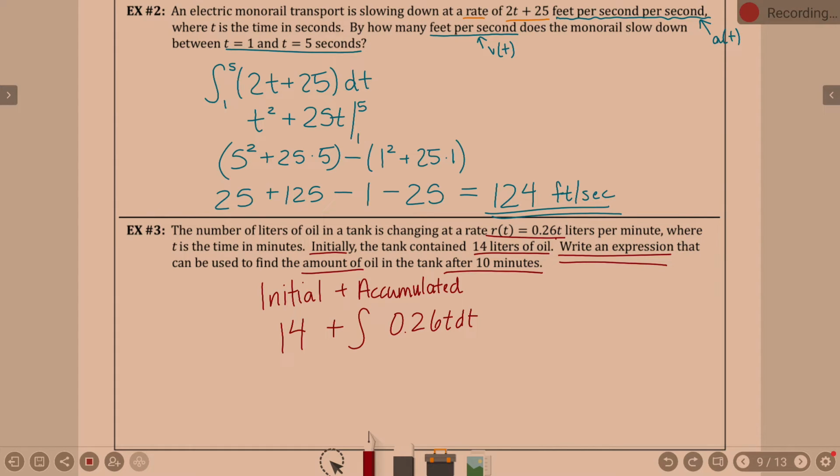And what are my bounds? This says after 10 minutes, so we're going from 0 to 10. It would be different if the tank contained that amount at 2 minutes. Then we'd have a different scenario. Now, this one does just say write an expression. So do we have to go any farther? No. You can stop here. If you want to work it, it's not too hard of a problem to work, is it? And we've always got the calculator for that, too. I'm going to stop there unless you guys have a reason you want me to go on.